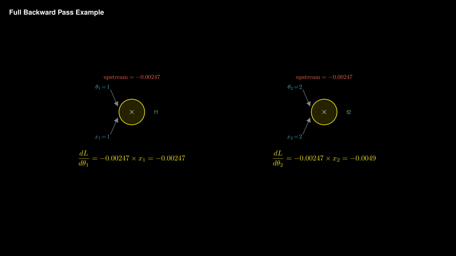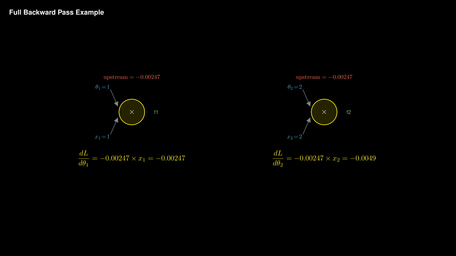Now the 2 multiplication nodes at the start, f1 equals theta 1 times x1. The upstream gradient flowing in is -0.0247. For a product a times b, the local gradient with respect to a is b and with respect to b is a. So dl by d theta 1 equals -0.0247 times x1, which is -0.0247 times 1, giving -0.0247. Similarly, f2 equals theta 2 times x2.